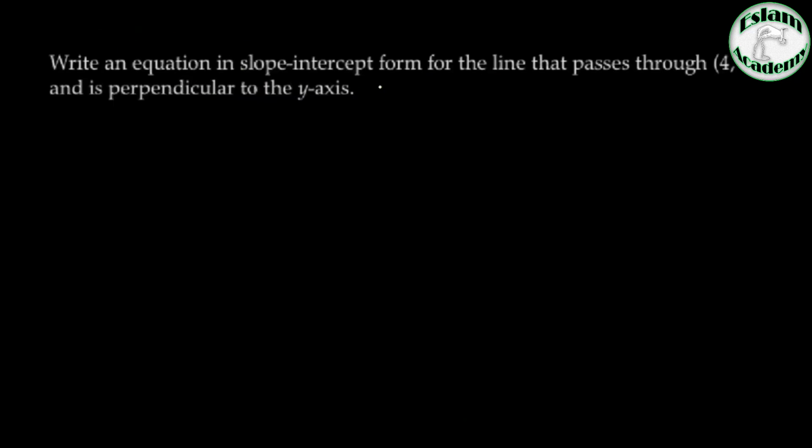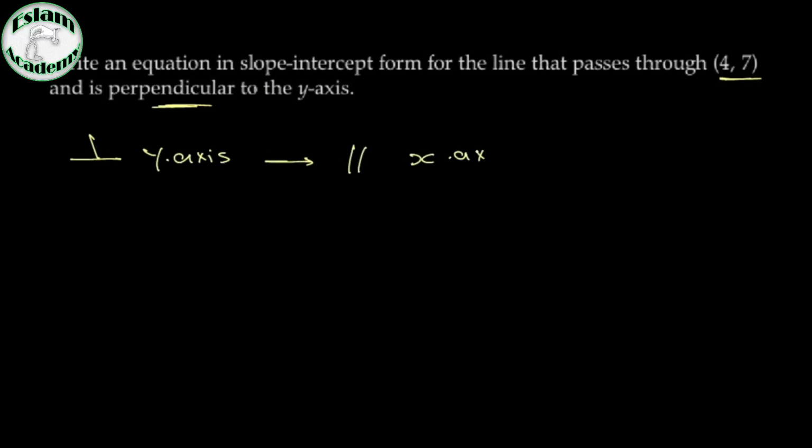Write an equation in slope-intercept form of the line passing through the point 4, 7 and perpendicular to the y-axis. Perpendicular to the y-axis means parallel to the x-axis, because any line perpendicular to y is parallel to x. So parallel to x, the equation is y equals what is the value of y? y equals 7.